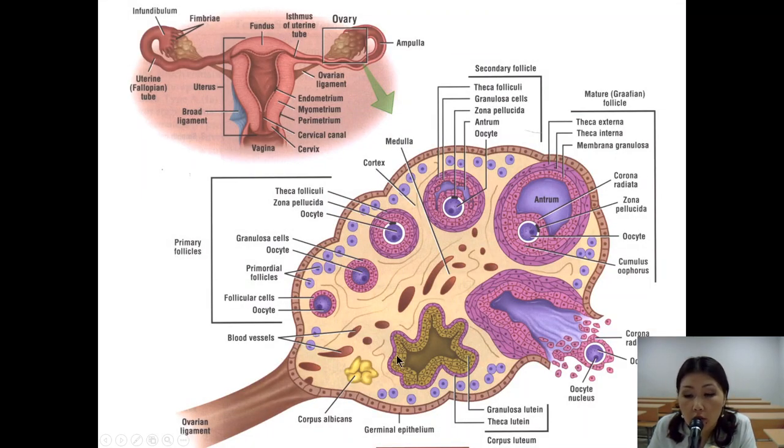And here is an enlarged diagram of the ovary, a schematic structure. Here you can also see parts of the uterus: fundus, body, and then cervix, cervical canal, and the 3 layers of the uterus: endometrium, myometrium, and perimetrium. Here you can see the fallopian tube or uterine tube, with infundibulum, ampulla, isthmus, and fimbria. This is the ovary, and here is also shown the structure of the ovary, cortex and medulla.